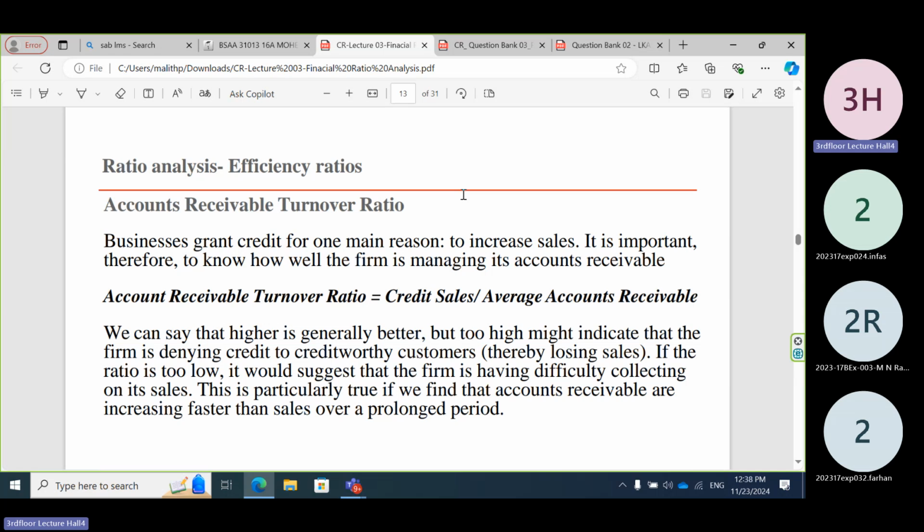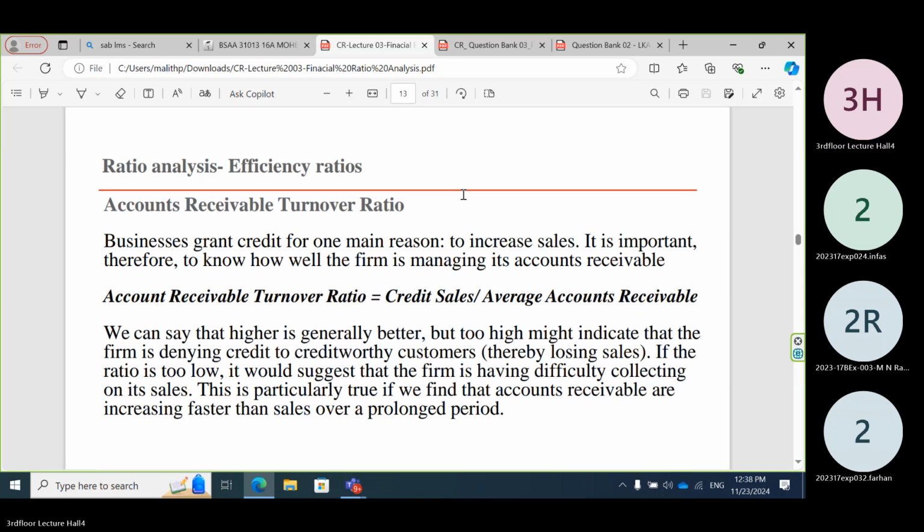So then, what do you mean by account receivable turnover ratio? That's a ratio which will reflect your sales frequency to the receivable value. The receivable value. So what is receivable and what turnover I have to do?